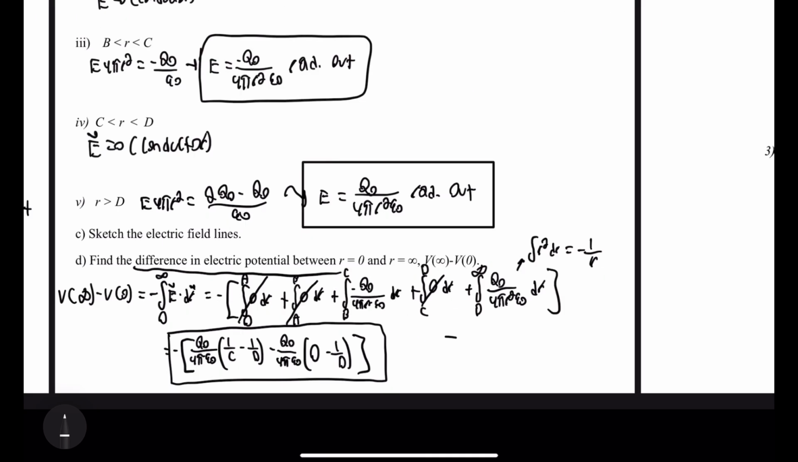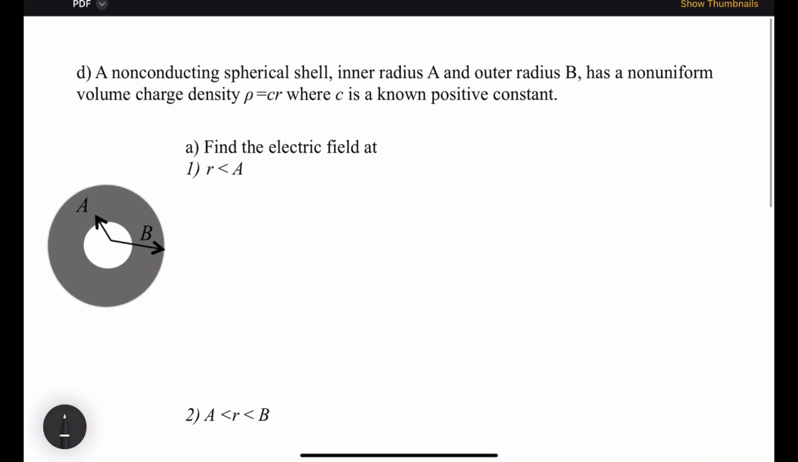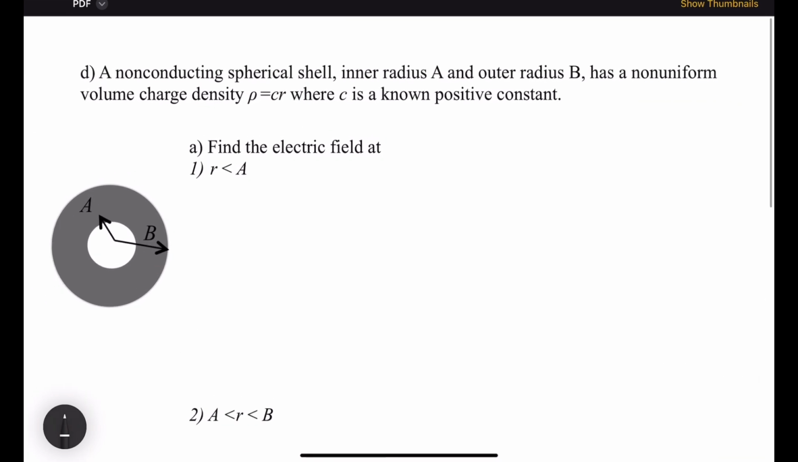So that's the answer to this part. Now part D, we have a non-conducting spherical shell, non-conducting now, so it's important. Inner radius A, outer radius B, has a non-uniform volume charge density, rho equals CR. Whenever we're given something like this, where rho is equal to something, that's a clear indication that you're going to need to integrate over it.